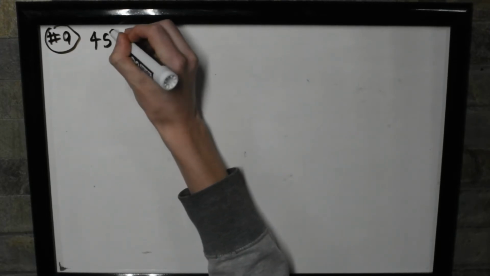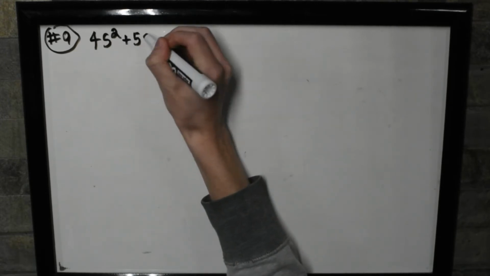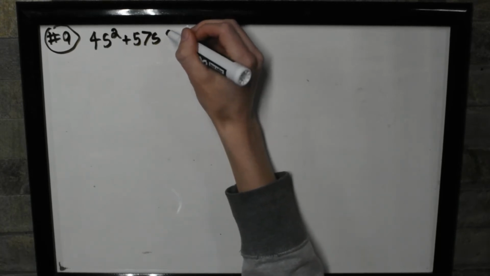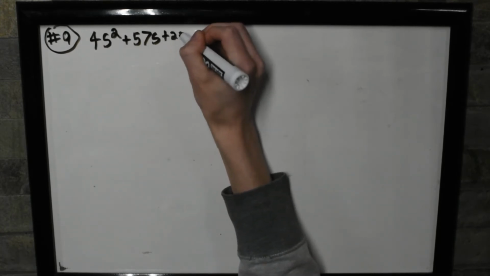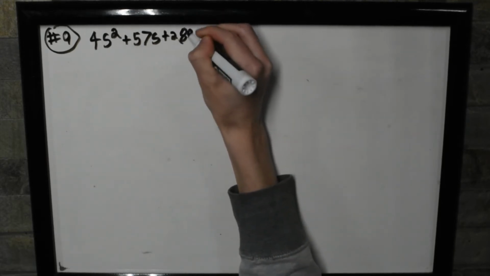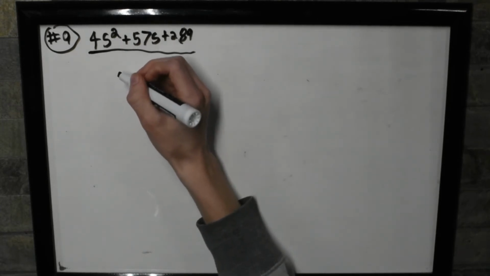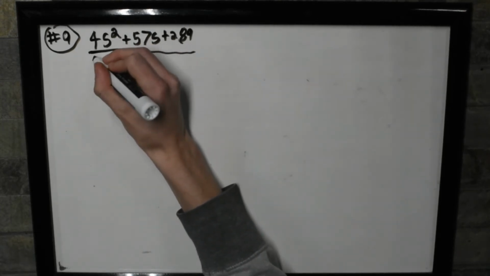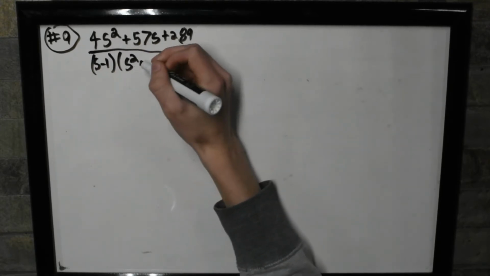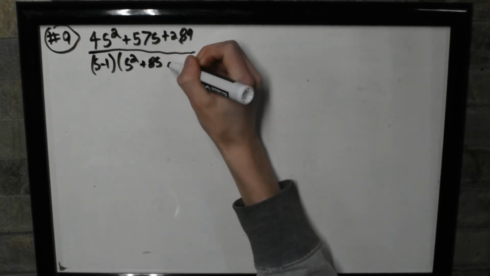So for this problem, we have 4s squared plus 57s plus 289 over s minus 1 times s squared plus 8s plus 41.